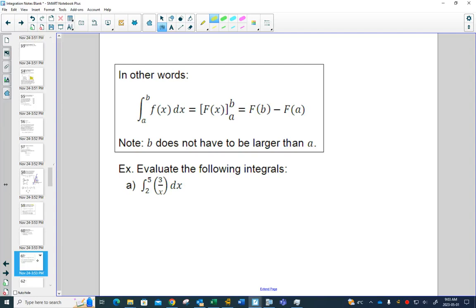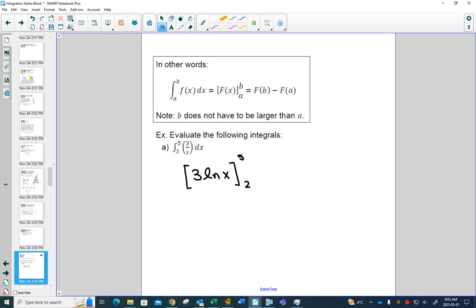So here's our first example. Recognize 3 over x as 3 natural log of x as the integral. And we would write from 5 to 2, so we don't need to write a plus c in the definite integral. Then you would plug in 5, and you would plug in 2, and you would get the area.